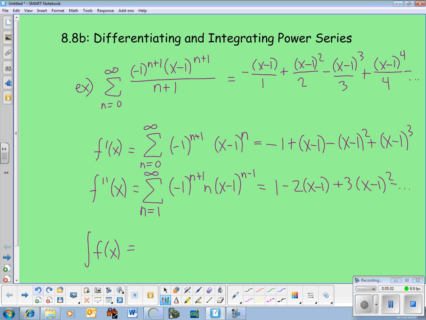All right, it's going to start out positive because when I plug in 1, I don't plug in 0 anymore. When I plug in 1, I get negative 1 squared. Then I get 1 times (x minus 1) to the 0. Then I get 2 times (x minus 1) to the first, and so on.